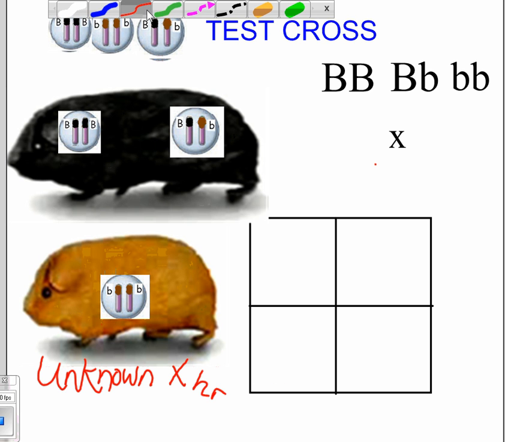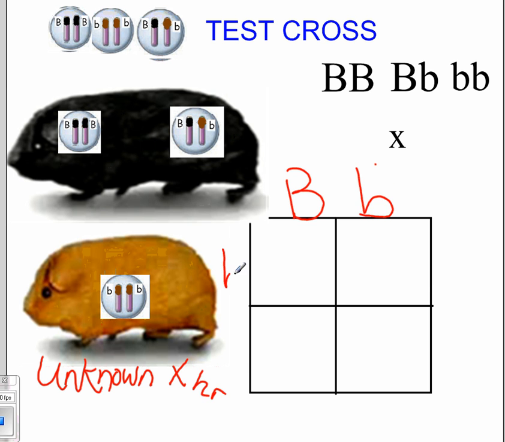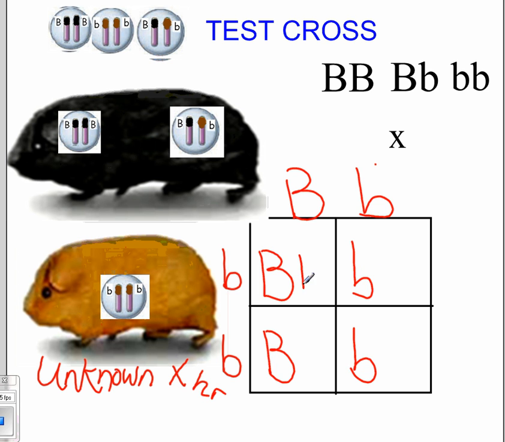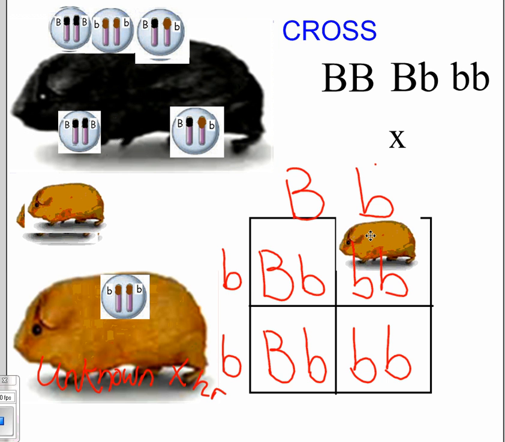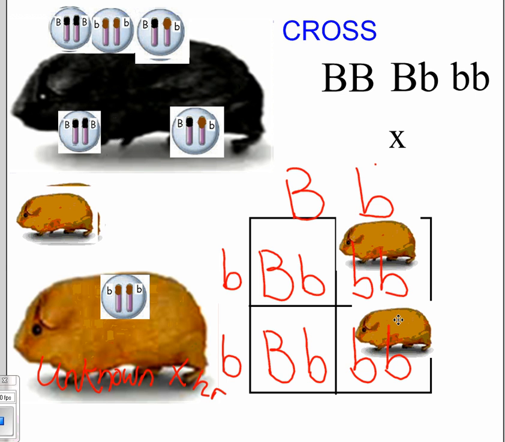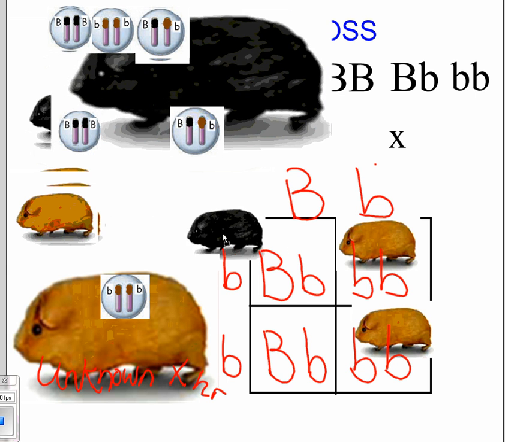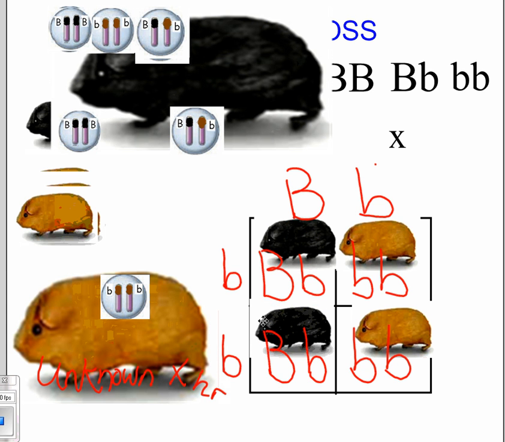Now, let's see if it is heterozygous. What are the chances that you will have a brown baby? Go ahead and do your cross. What's the chance that there's going to be a brown baby? 2 out of 4 or 1 out of 2. So if you have a heterozygous, there's a 50-50 chance that you're going to have a brown baby.